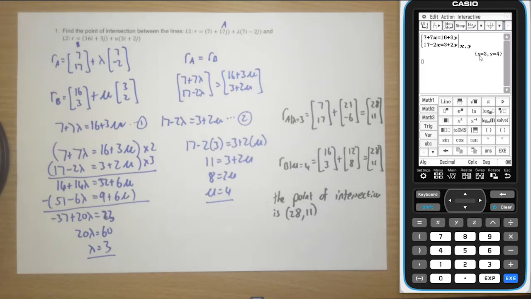And then what you could do is just substitute that 3 back into the first equation there to get your coordinates or your point of intersection.